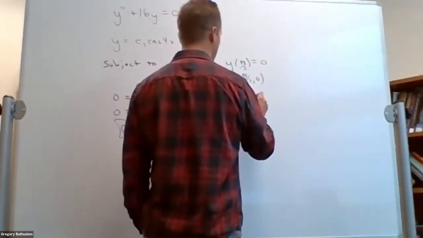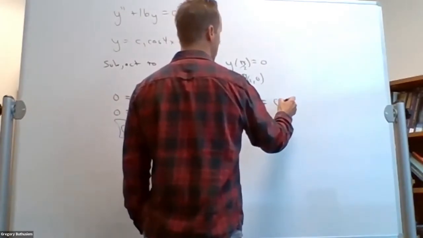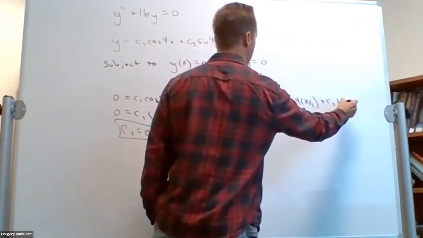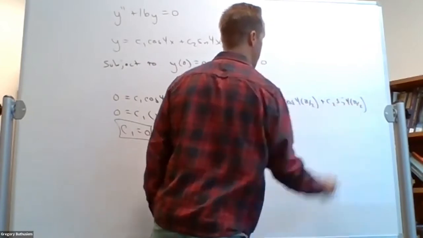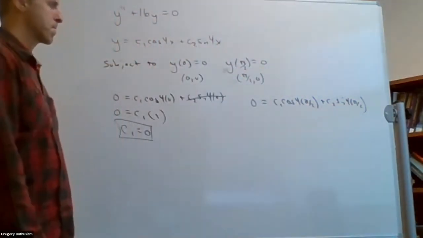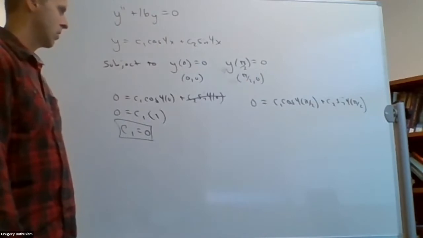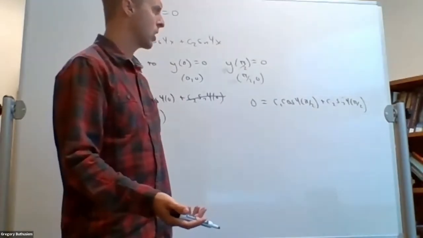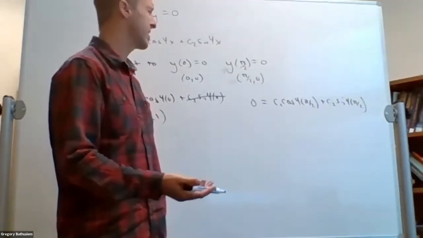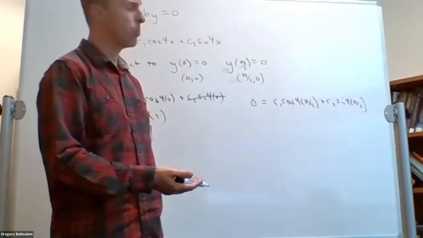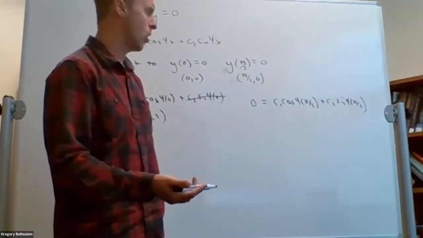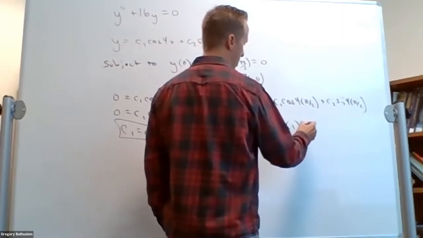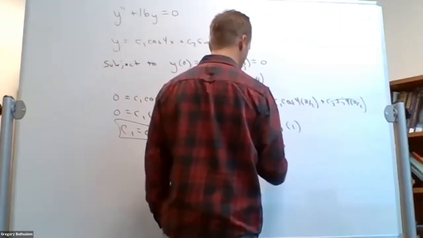Second one, pi halves 0 in. So if I do that, I get 0 for y, C1 cosine of 4 times pi halves plus C2 sine of 4 times pi halves. Again, 4 times pi halves would be 2 pi. So sine of 2 pi, cosine of 2 pi. Well, that's the same thing as 0, actually, right? The sine of 2 pi is 0. The cosine of 2 pi is 1. So what happens here is the same thing again. I get 1, and this thing's 0, so I get C1 equals 0.